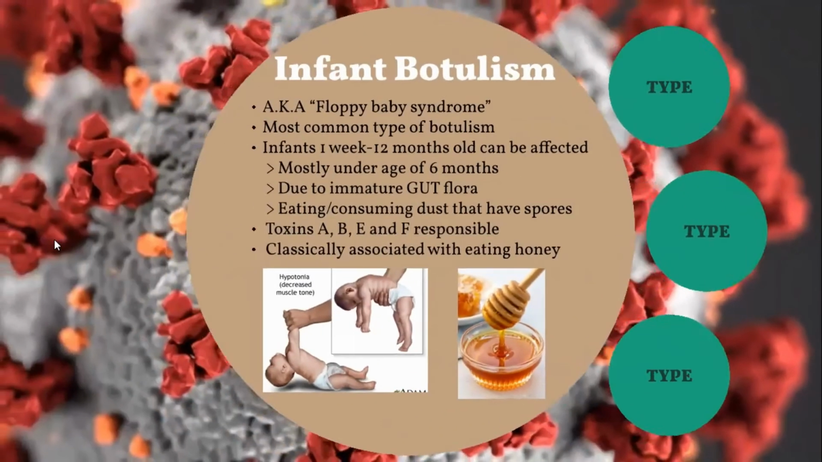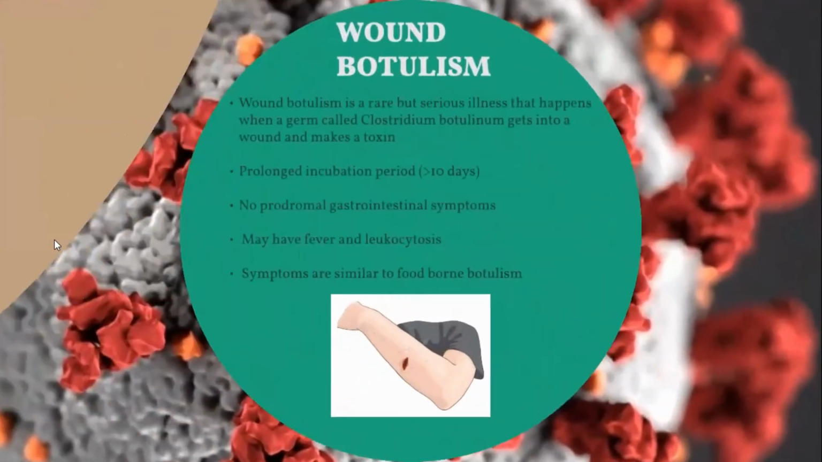So the next type of botulism is wound botulism. Wound botulism is similar to other types of botulism, except it has a prolonged incubation period, usually about 10 days. What happens here is that spores enter into an open wound or puncture, but it rarely occurs. Wound botulism is similar to foodborne botulism, except that there are no prodromal or early signs of GI symptoms like nausea, vomiting, diarrhea, and constipation.